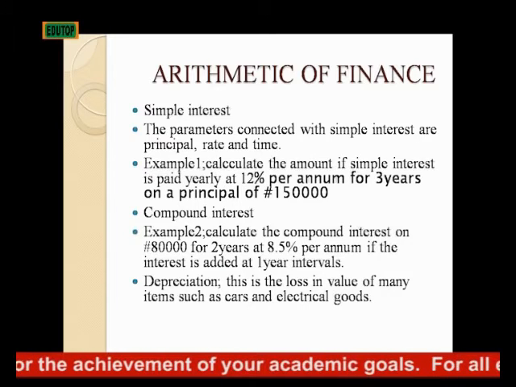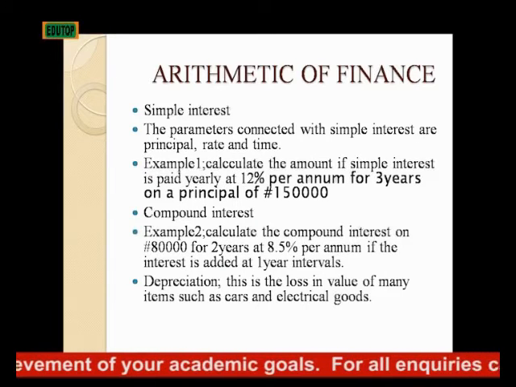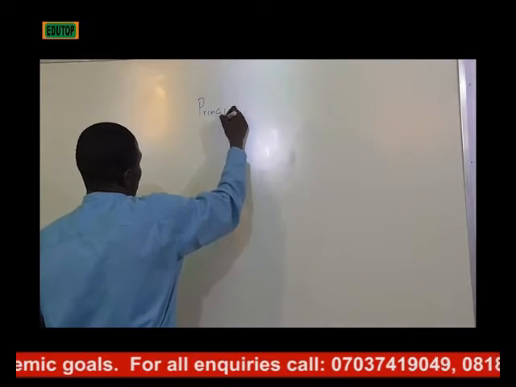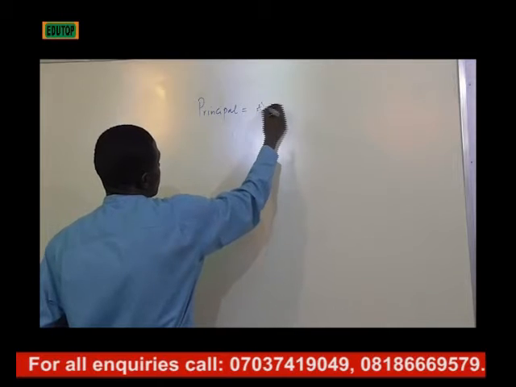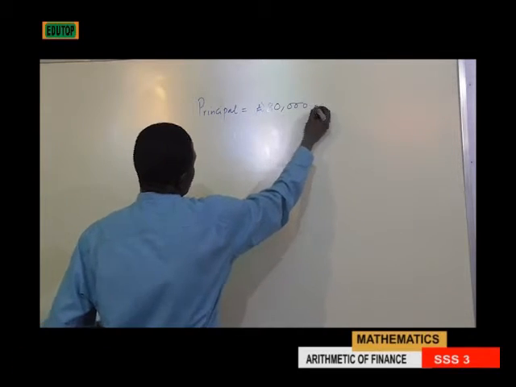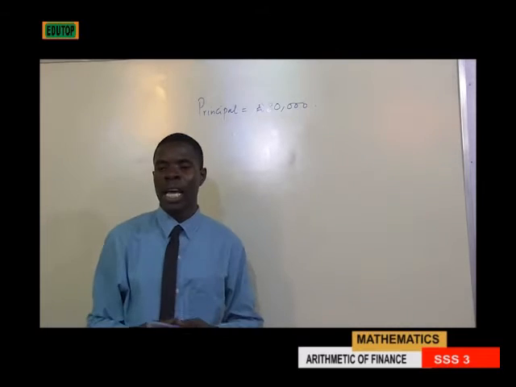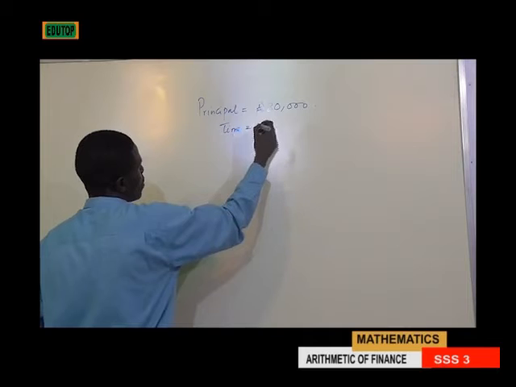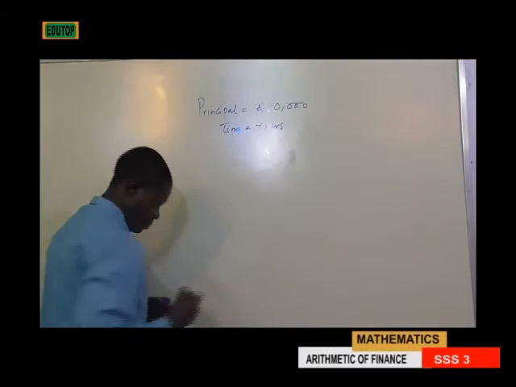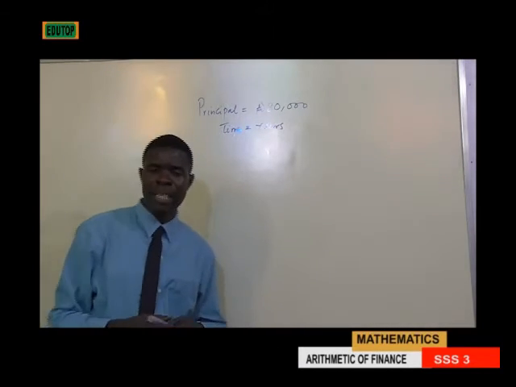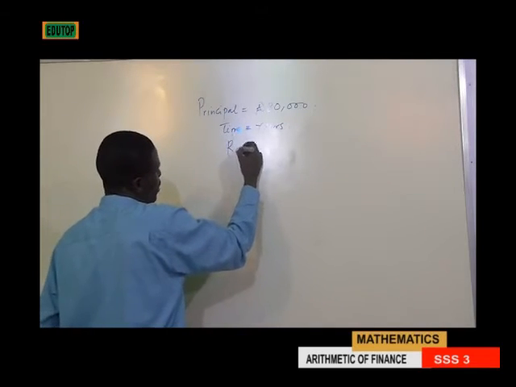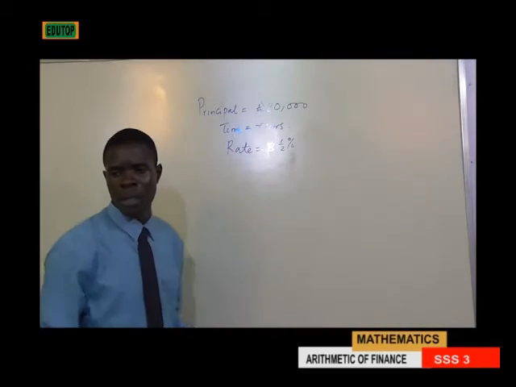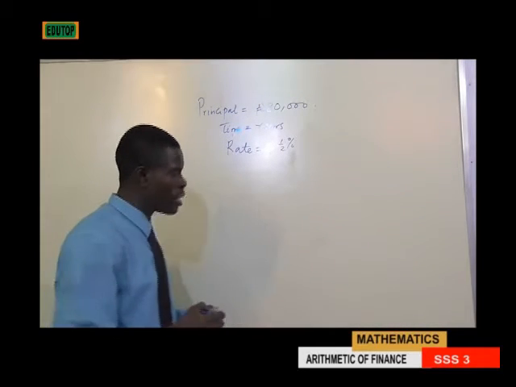Here we are asked to calculate the compound interest on 80,000. So the principal is given to us here as 80,000. Then we have 2 years time. 2 years. We have 2 years as our time. Then the rate is also given, which is the rate here is 8.5%. Then we have to determine the compound interest.